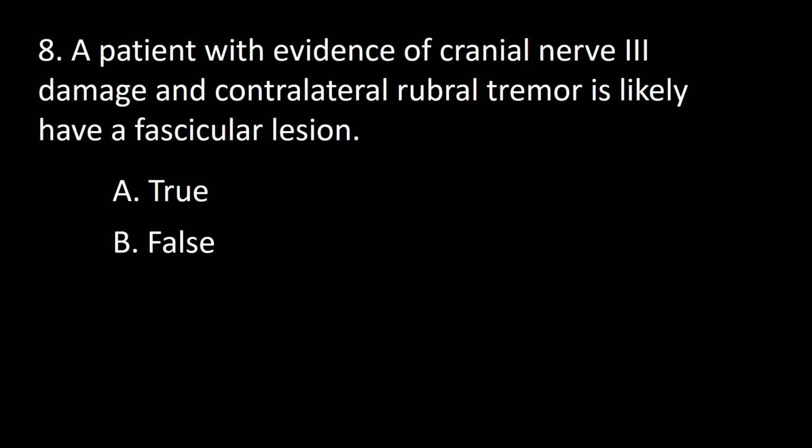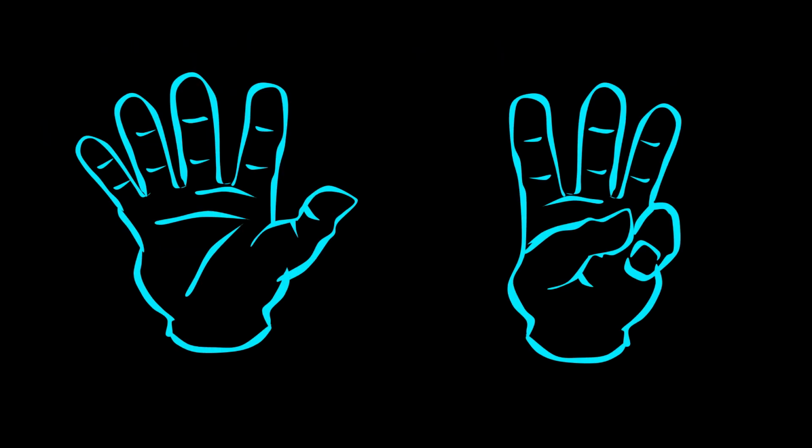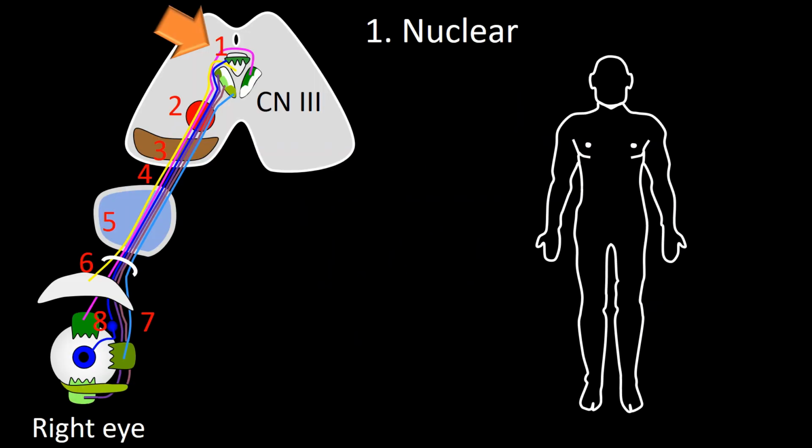Next question. A patient with evidence of cranial nerve 3 damage and contralateral rubral tremor is likely to have a fascicular lesion. A true, B false. As you know, lesions in 8 segments of cranial nerve 3 produce rather distinctive presentations. Condition number 1. Nuclear lesions. Nuclear lesions produce ipsilateral complete cranial nerve palsy, implying all extraocular movements normally produced by cranial nerve 3 activation will be gone, as well as parasympathetic function.